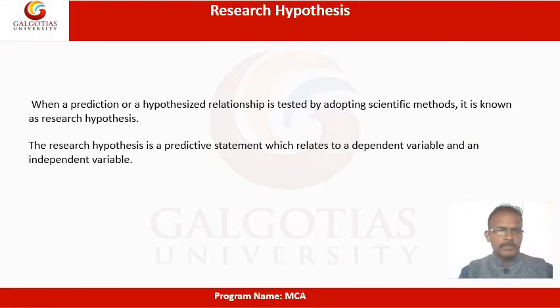Research hypothesis. When a prediction or a hypothesis relationship is tested by adapting scientific methods, it is known as research hypothesis. A research hypothesis is a predictive statement which relates to a dependent variable and an independent variable. Which means with a research hypothesis we can analyze, we can search a particular research, a particular experiment.